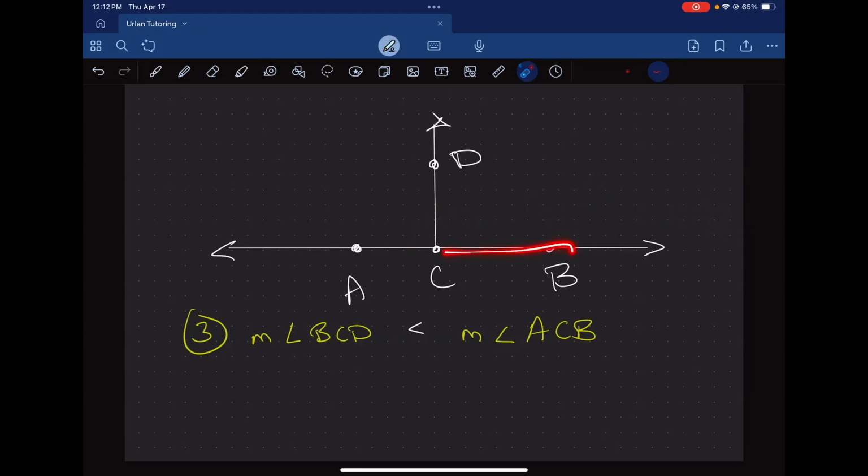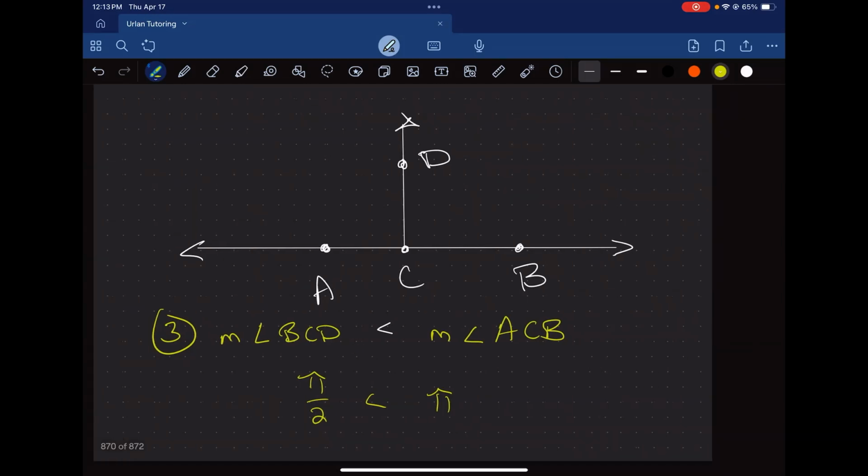So the measure of BCD is obviously less than the measure of ACB, because the measure of angle BCD in radians would be pi over 2, is less than the measure of angle ACB, which would just be pi, based on our previous true statement there. Okay, so what your teacher was trying to do here is walk you through a proof, but he didn't really explain it from what I understand.